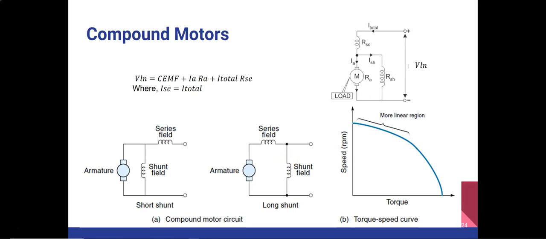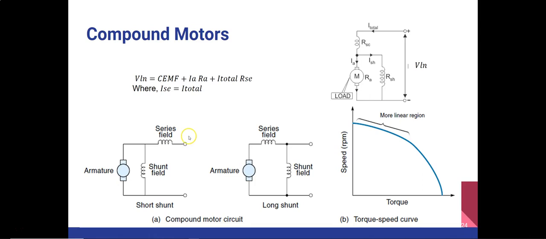If you see the torque speed curve, you will observe that the combination of a series field and a shunt field provides a linear portion in the torque speed curve, which is very useful. The equation you see here is based on this circuit, a short shunt compound motor. In this, the line voltage is given by this equation, which equals counter EMF plus IA RA plus I total RSE, where RSE is the series resistance and RSH is the shunt resistance. The current flowing here is the shunt current, the current flowing in the motor is the armature current, and the series current is the same as the total current, which is why I've written it here. So this will be the equation for short shunt.